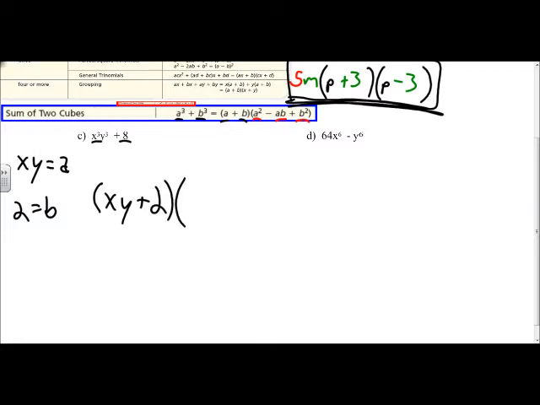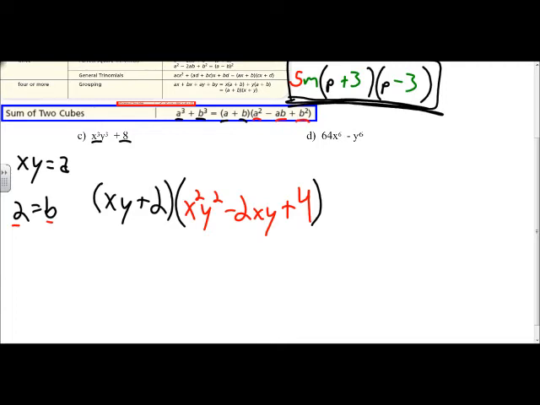And then it looks like we need a squared, so xy, each of those squared, minus ab, so it would be 2xy, that's a times b, plus b squared, which if b was 2, 2 squared would be 4. So this would be our factor. And again, to check, it's going to be similar to foiling. It's basically just going to be a double distribution.